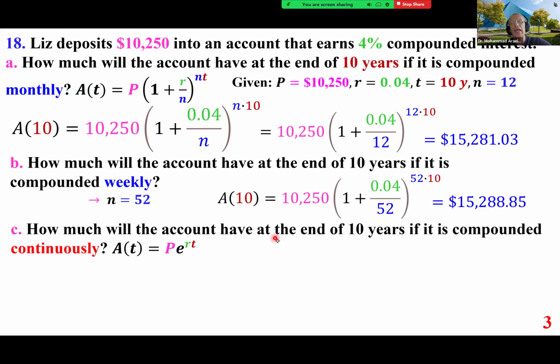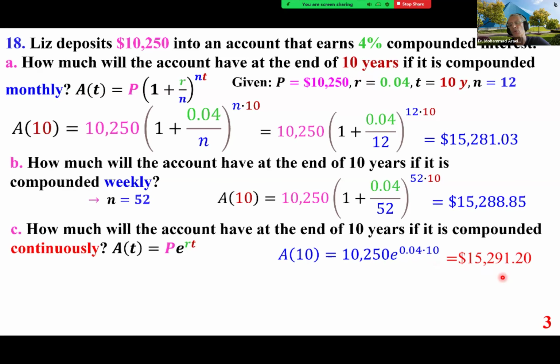How much will the account have at the end of 10 years if it's compounded continuously? We use this formula, A of t equals p e to the power of rt, same p, same r, same t. So 10,250 e to the power of 0.04 times 10, and that makes it, of course, 0.4. You use a calculator, $15,291.20. It's more because it's compounded continuously.